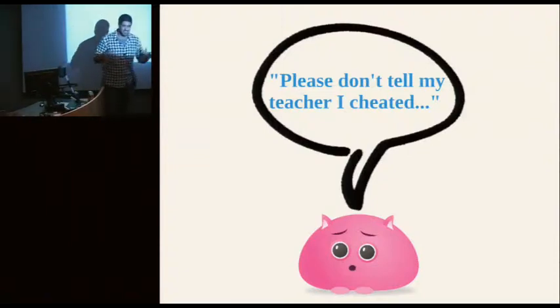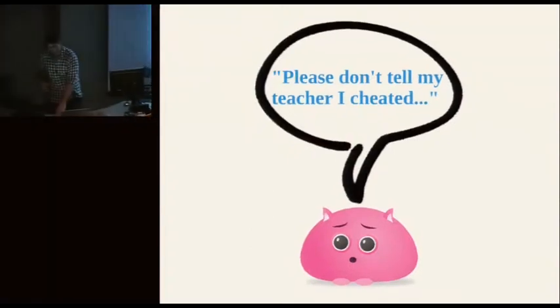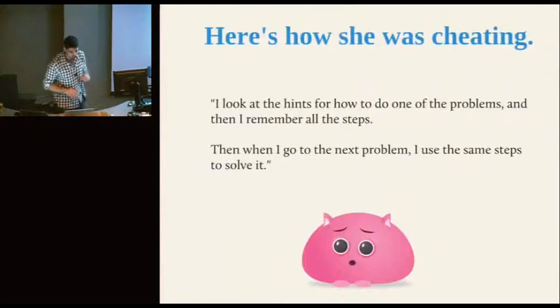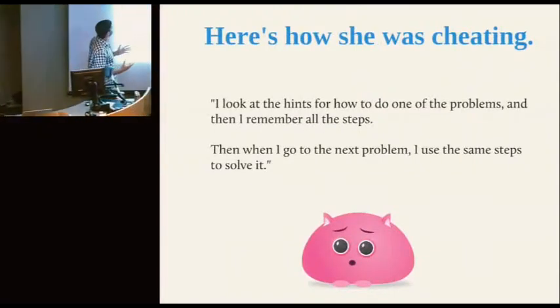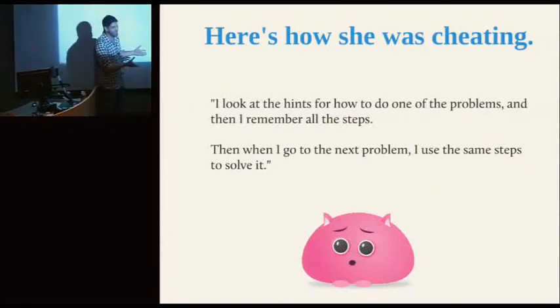Please don't tell. And she's like a cute little 5th grade girl, so we want to be nice, but the school implementations team has strict instructions from me that if you catch someone cheating, tell me so I can hellban them and take away like 40 million points. So they need to figure out what's going on. Why is this girl thinking that she's cheating? Well, here's what's going on. Here's how she was cheating. This is almost an exact quote. It's hard to quote from a story, but this is what she said. I look at the hints for how to do one of the problems, and then I remember all of the steps. Then when I go to the next problem, I use the same steps to solve it.